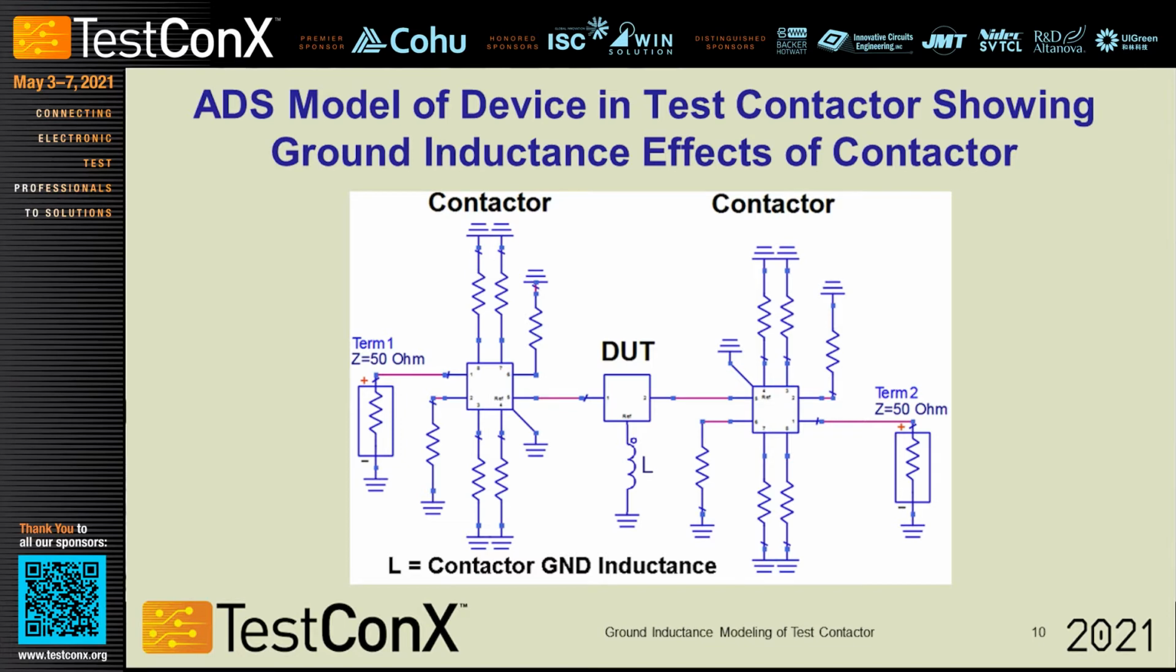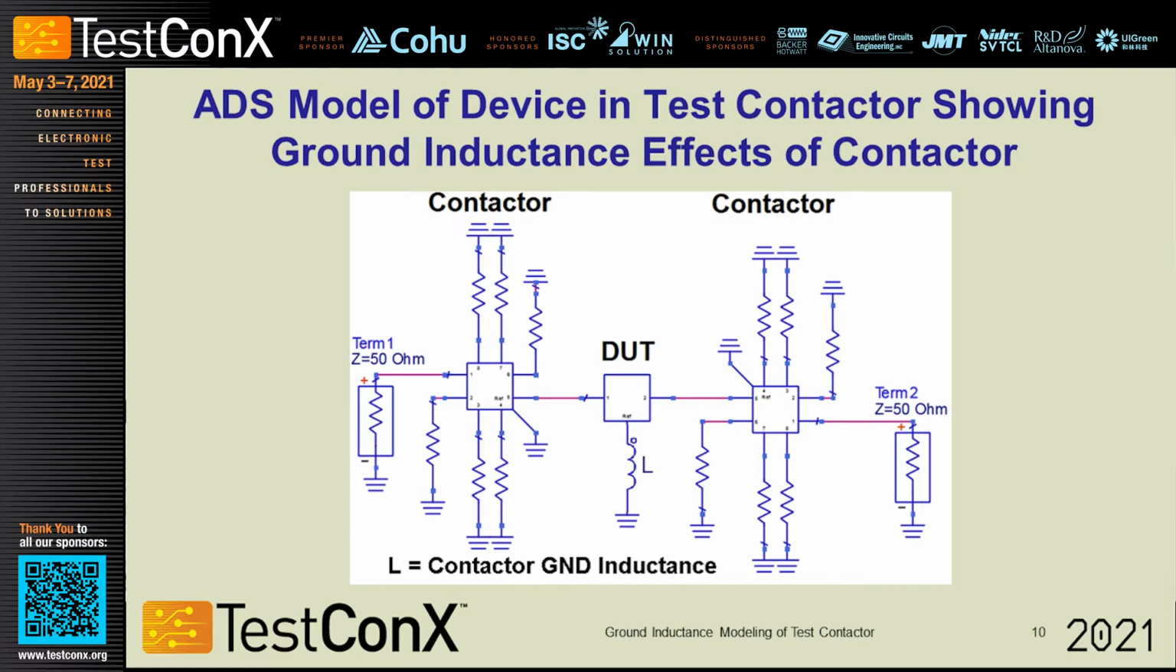Once you've got that inductance, what you can do, in this case I used ADS, you can model the test contactor showing the ground inductance effects. For most devices, they have an input and output. So they have a termination on the left-hand side going through a contact pin, where terminal 1 is the board side connection, and terminal 5 is the device connection. And then you have the DUT, and then you have another contact for the output.